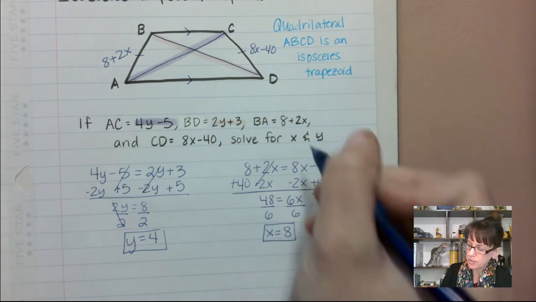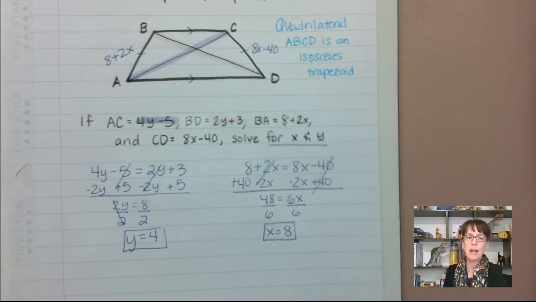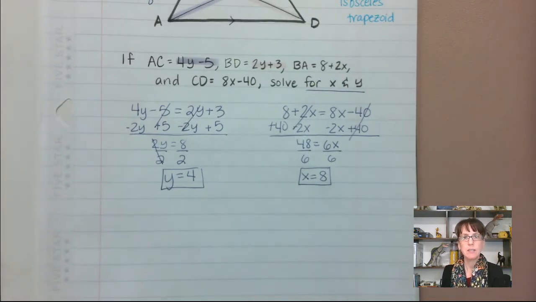Go back and read the question. It says solve for x and y, and we have successfully done that. So that is an isosceles trapezoid.